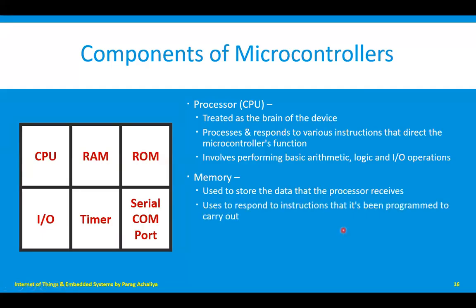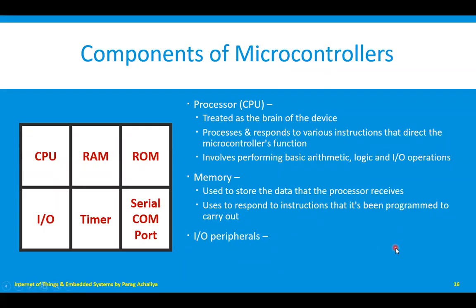This memory is used to respond to instructions that it has been programmed to carry out. There will be some processor. The processor is going to execute some instructions, and those instructions will require some data. That data is stored in your memory, and those instructions are already programmed to carry out some predefined activity or task. We will require some data, and that data will be stored in this memory. The memory can be either your RAM or your ROM.